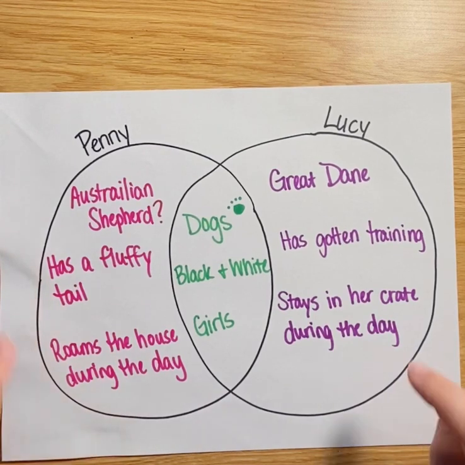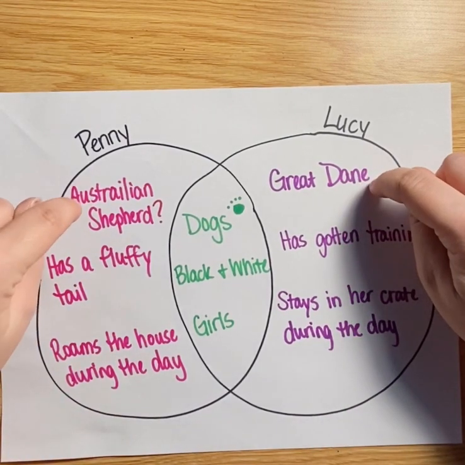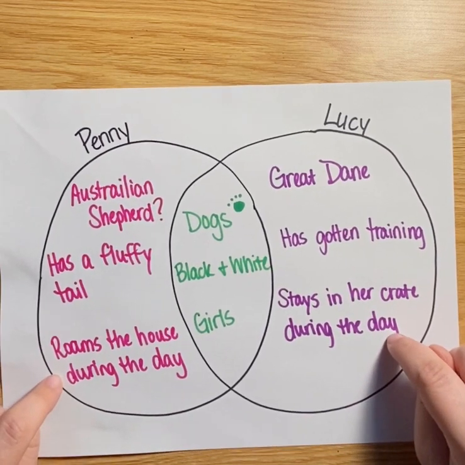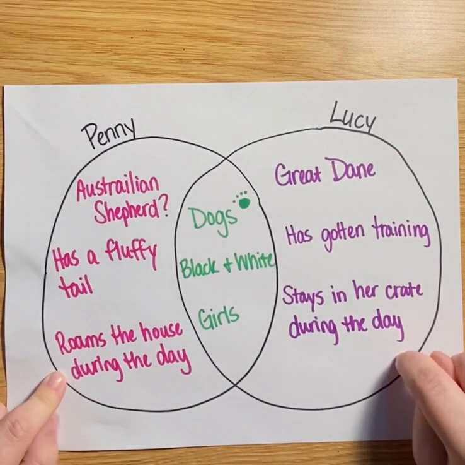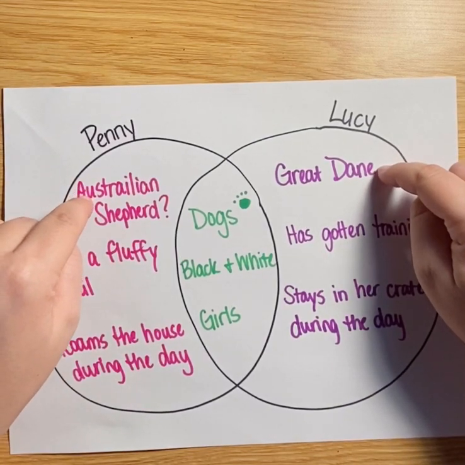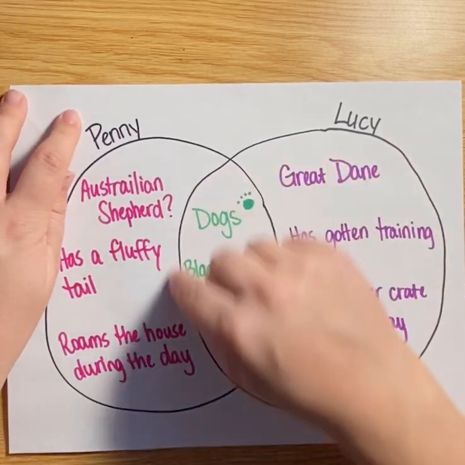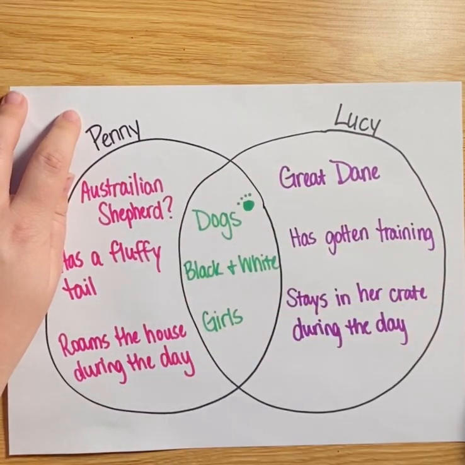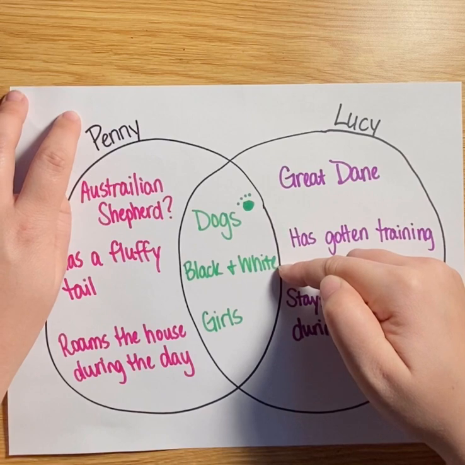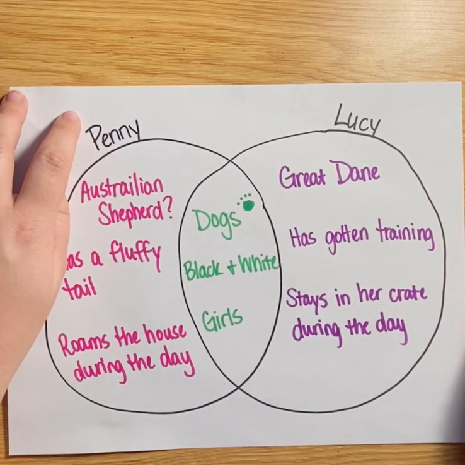Okay? Now, while some of these are related, like we have dog breeds up here and we have where they are during the day, it doesn't have to be related. So your first point doesn't always have to be related to each other. And then this part in the middle, what I wrote in green, is what they have in common. So they're both dogs, they're both black and white, and they're both girls.